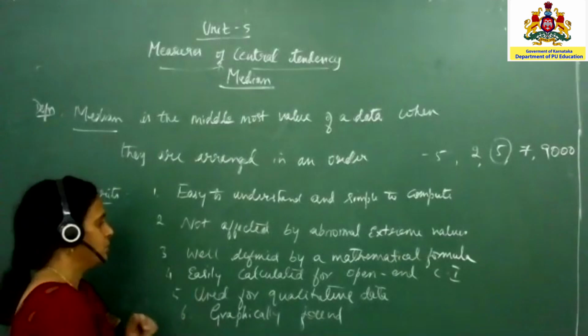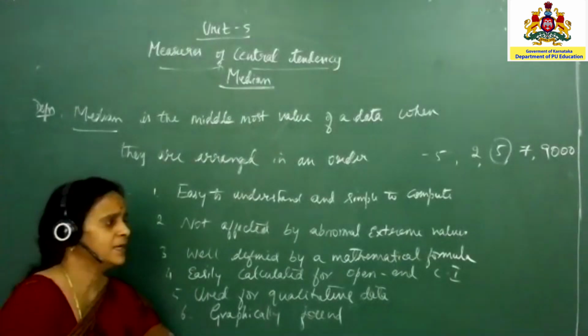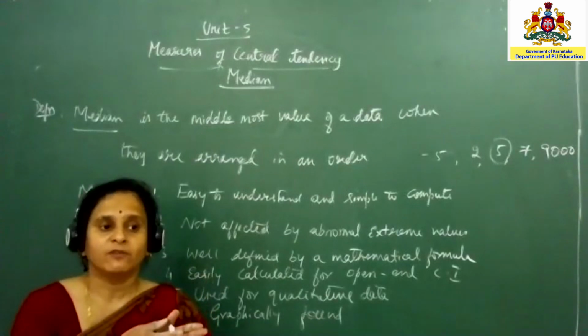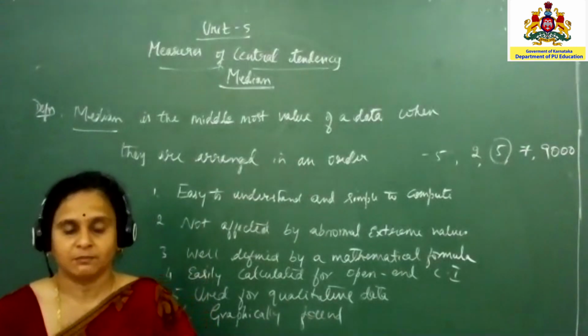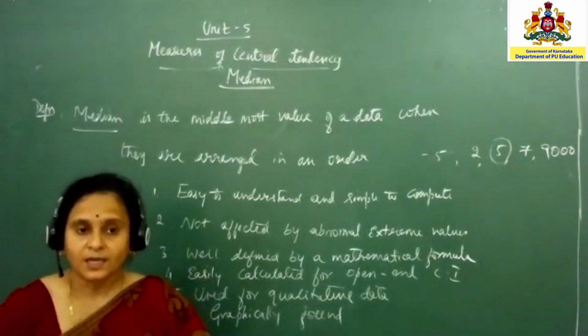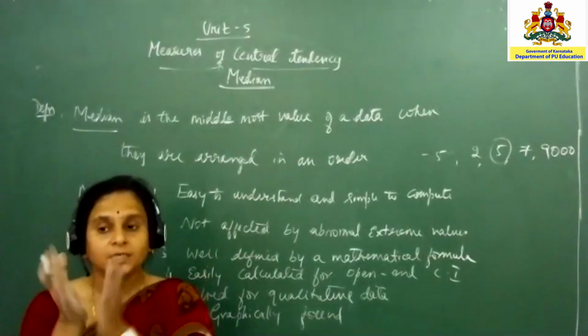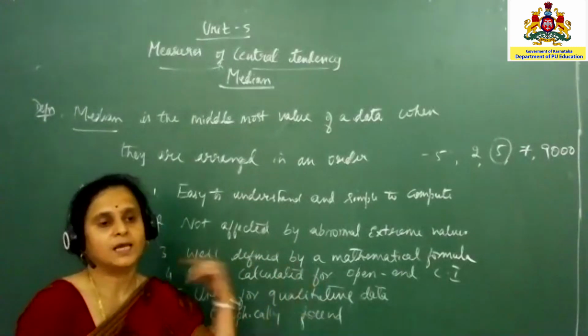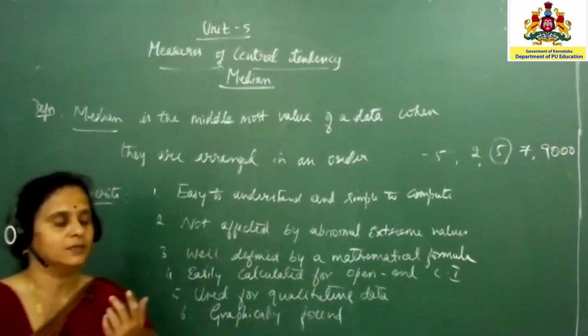Next point, fourth one: easily calculated for open end class intervals. Open end means either the lower limit will be missing or the upper limit will be missing in the last class interval. In that case, as we are not taking in all the values and are concentrating on the centermost value, for open end also we can calculate the median very easily.